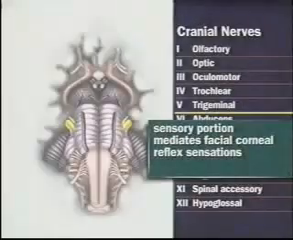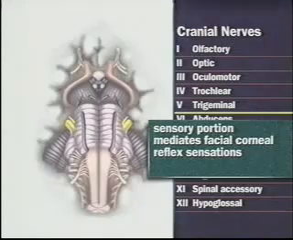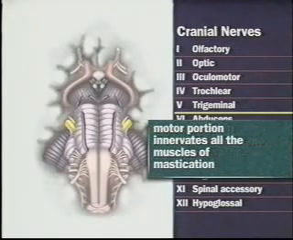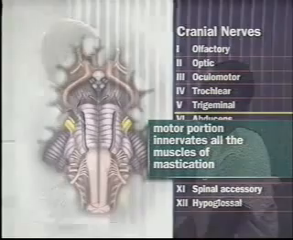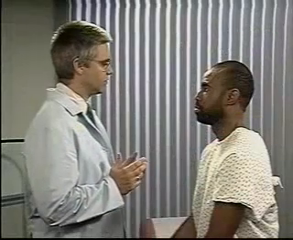The sensory portion of cranial nerve 5, the trigeminal nerve, mediates facial sensation and the sensory part of the corneal reflex. The motor portion of the nerve innervates all the muscles of mastication. To test the nerve's motor function, ask the patient to clench and then relax his jaw while you palpate the temporal muscles and then the masseter muscles.